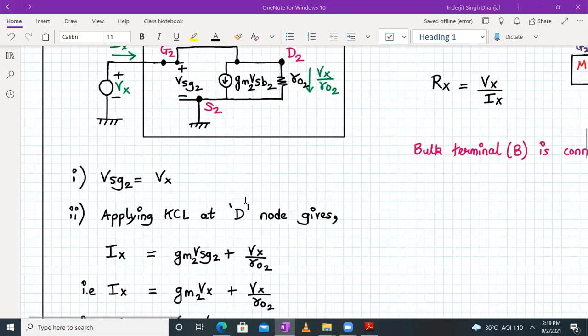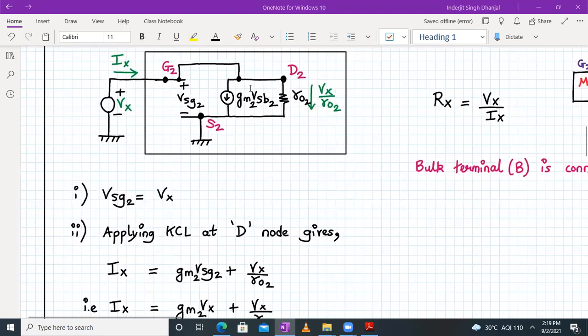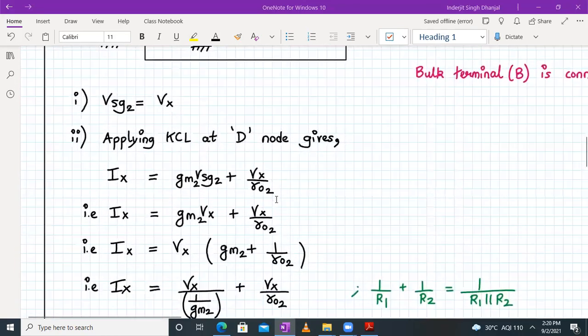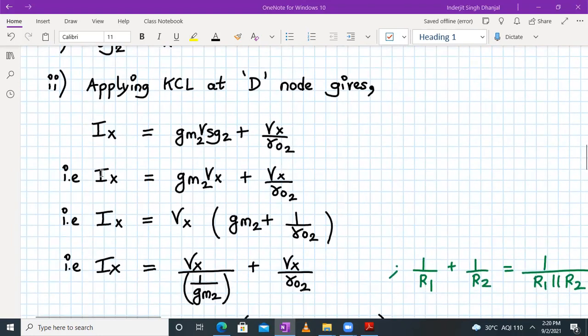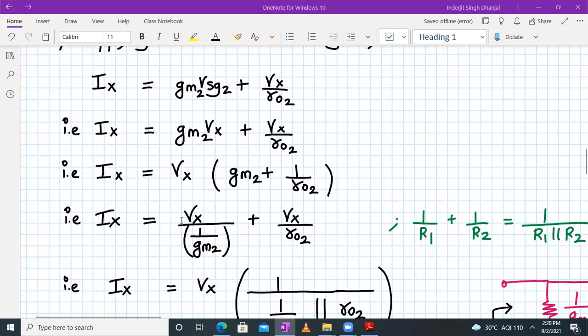Fine. So if you apply a KCL at the drain node, what do we get? Ix is equal to Gm2 into VSB2 plus Vx upon RO2. So that's what we are getting, and we have already made an observation that VSG2 is same as Vx. So now we can club the terms of Vx together and Ix on the other side. So what do we get? We can open the bracket separately: Vx into Gm2 plus Vx into RO2, divided by RO2.